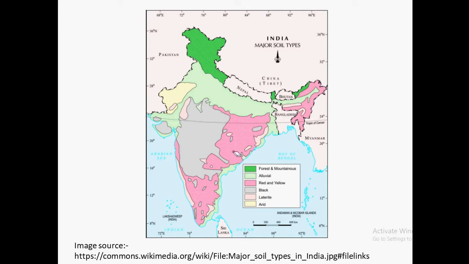Next is forest and mountain soils. We can find forest and mountain soils in the hilly regions, or in the Himalayas, Jammu Kashmir, and hilly areas and hilly slopes of Assam. So this is all about the regions where we can find different types of soils in India. Now let's see some more detail about these soils.